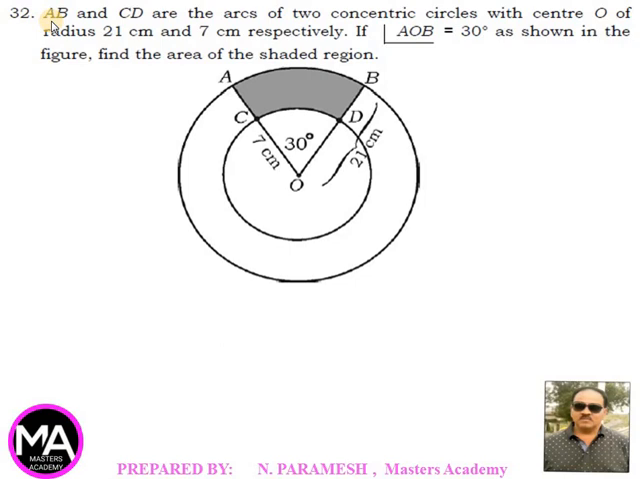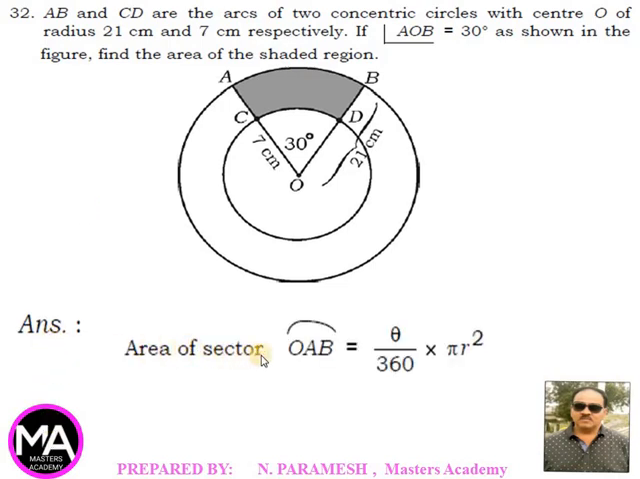Question 32. AB and CD are the arcs of two concentric circles with center O of the radius 21 cm and 7 cm respectively. If angle AOB is equal to 30 degrees as shown in the figure, find the area of the shaded region. Answer: area of the sector OAB is equal to theta divided by 360 into pi r square.